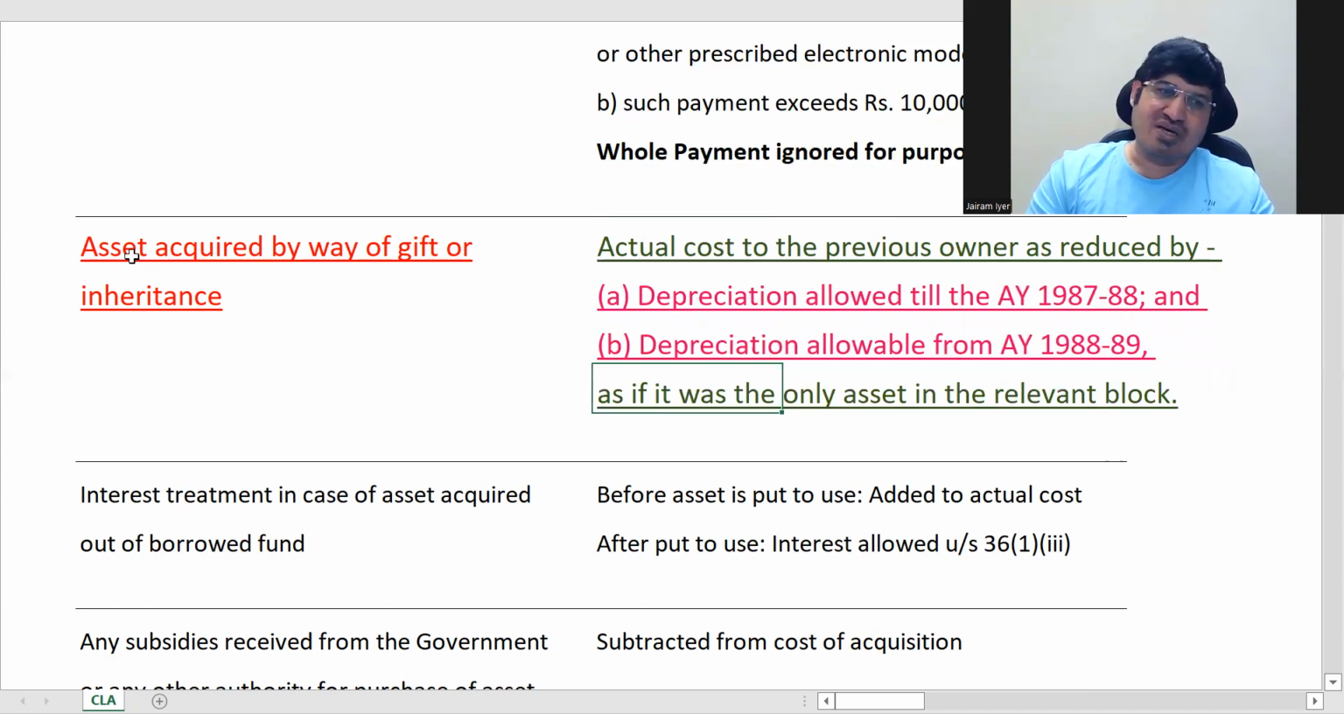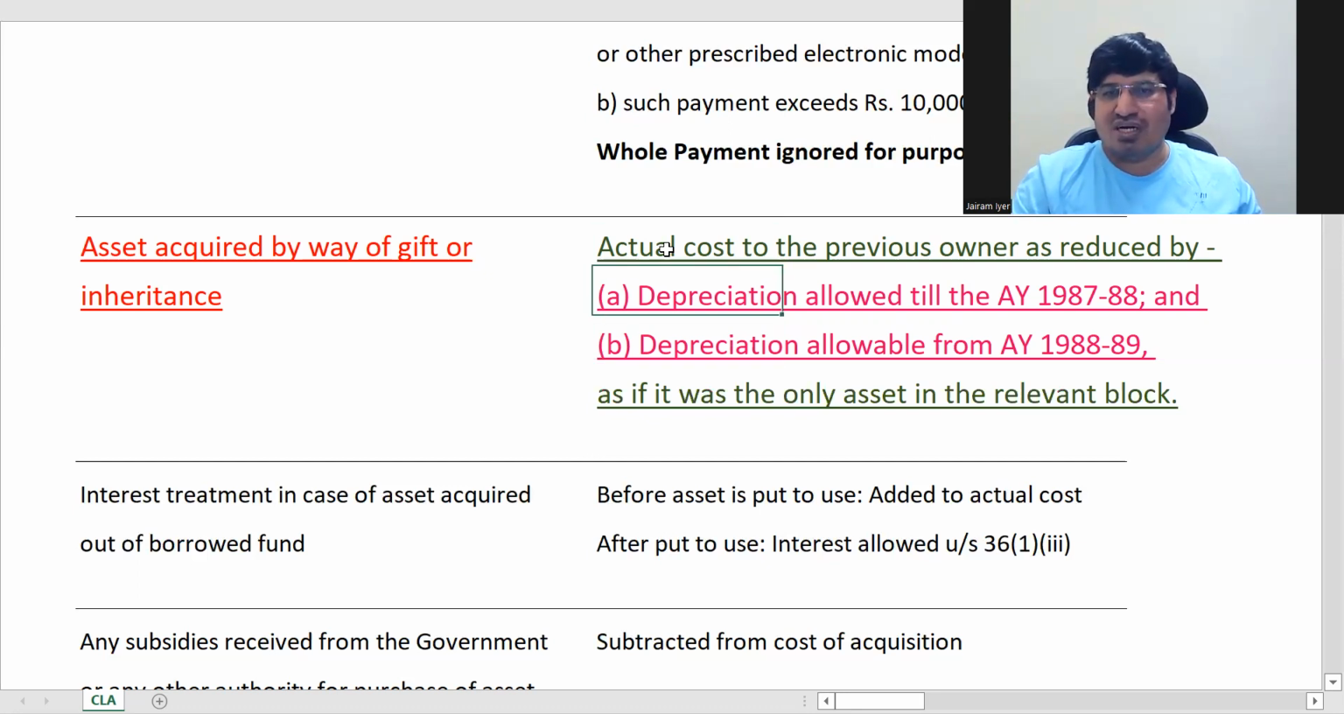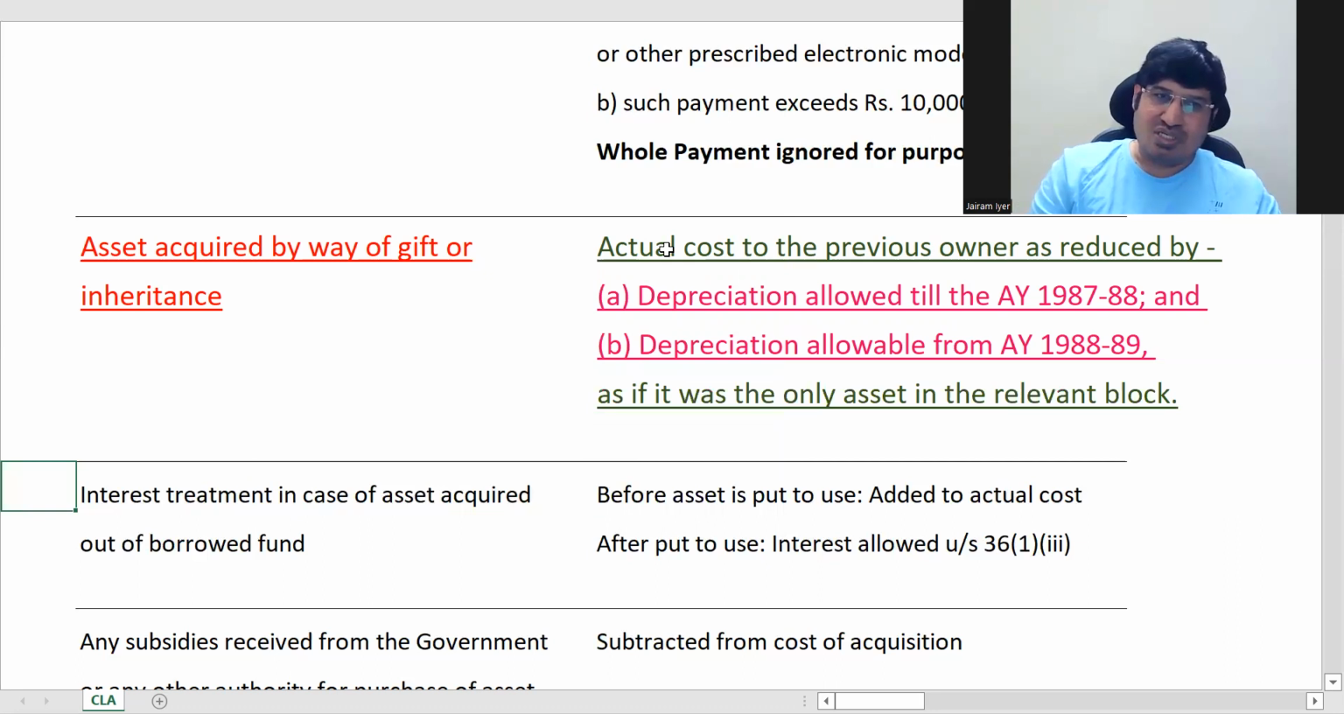Understood? If you have received an asset by gift or inheritance, what is your actual cost of that asset? It will be found out like this: actual cost of the previous owner less all depreciation allowable till date. In short, you can just say this is all depreciation allowable till date. So this will be your actual cost if you have acquired the asset by gift or inheritance. And we are talking about all business assets here.